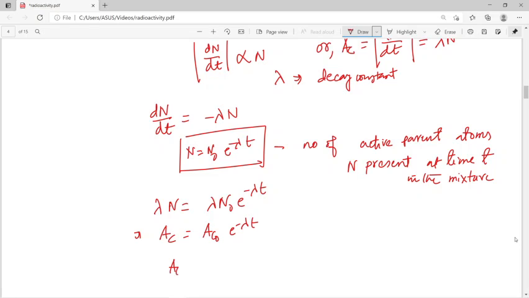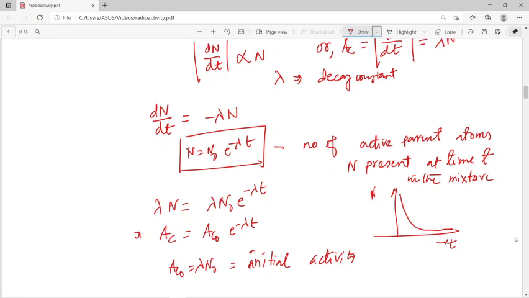So that is lambda n0, that is nothing but the initial activity. So if you draw the graph of n with respect to t, it exponentially decreases like that, and that is n naught. So this is one of the formulas that we will get.